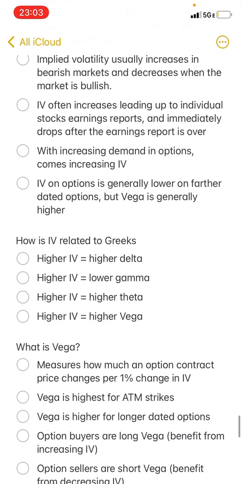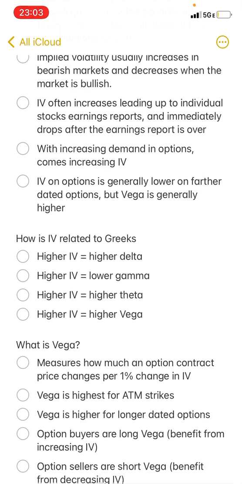So the IV often increases leading up to certain events in certain instances, right? So leading up to individual stocks' earnings reports, right? And that's very powerful to know, because you could take advantage of that expected increase in IV called IV rush, which is the opposite of IV crush. And it immediately drops after the earnings report is over, okay?